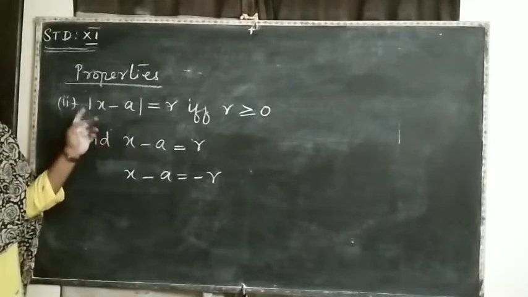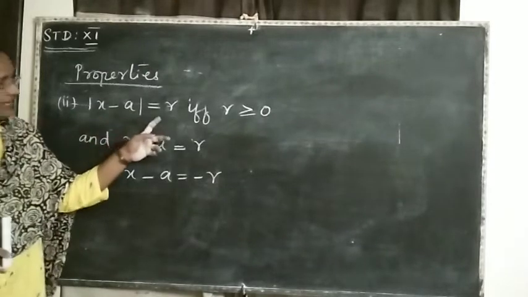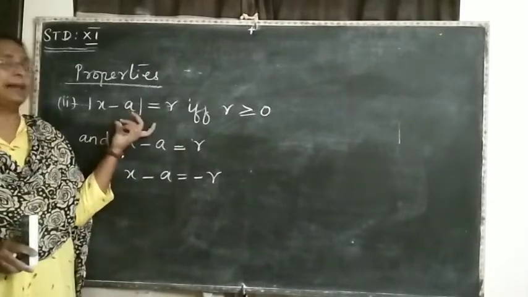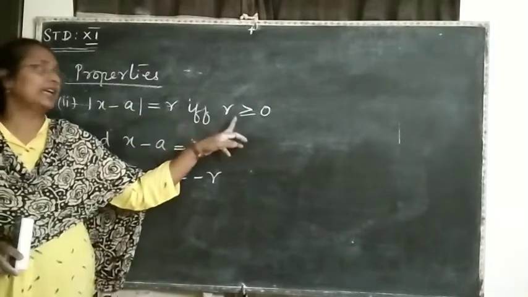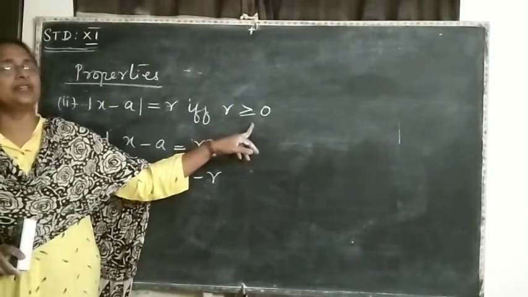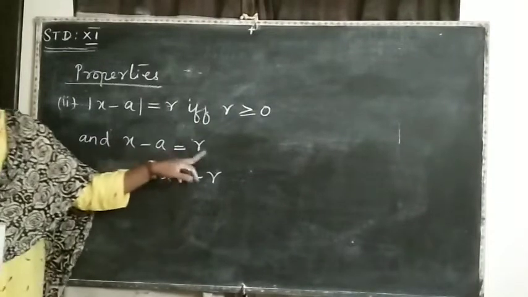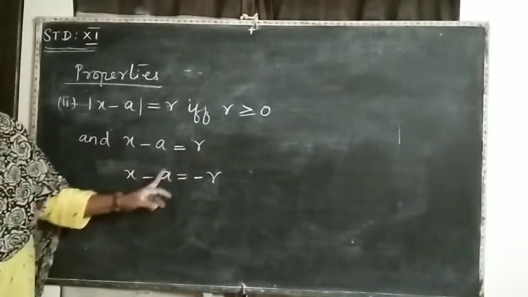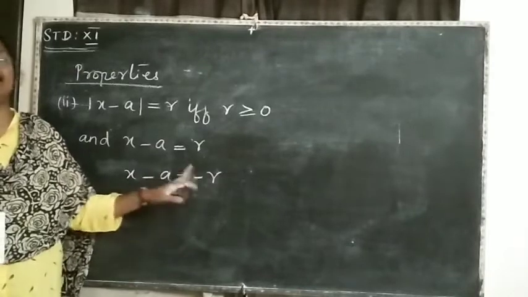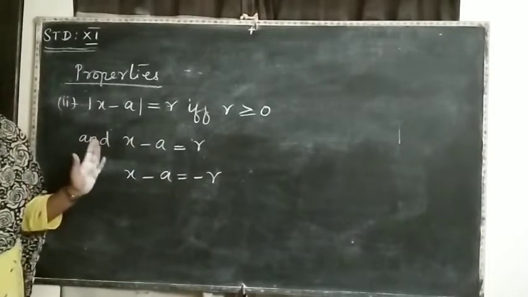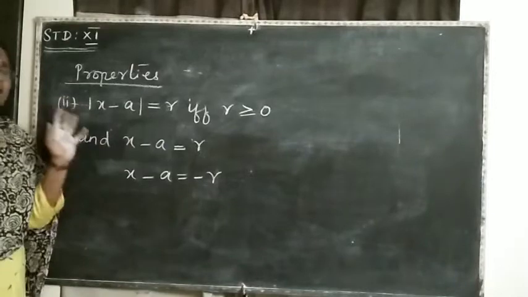So once again, modulus of x minus a is equal to r. If this happens, I can demand that the r value will be greater than or equal to 0, and also I can assume x minus a is equal to r and x minus a is equal to minus r. Okay, so this is a very simple property. We will discuss it with an example.